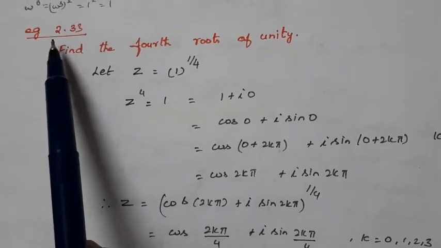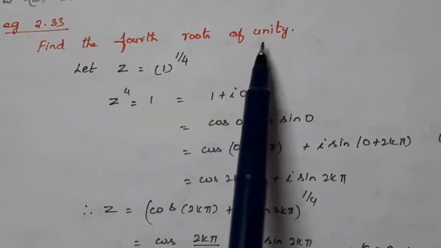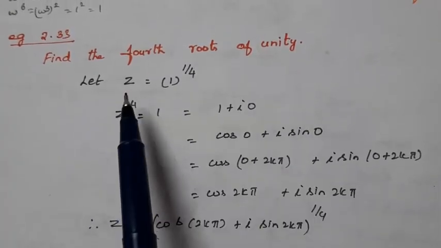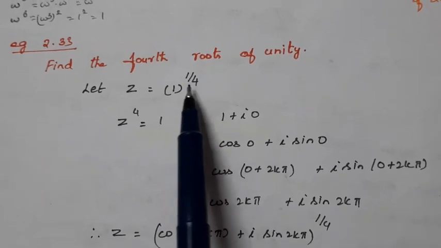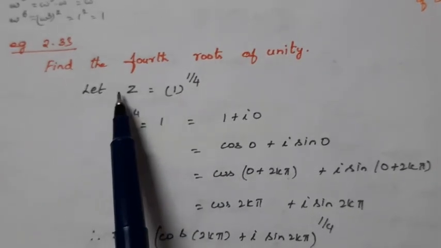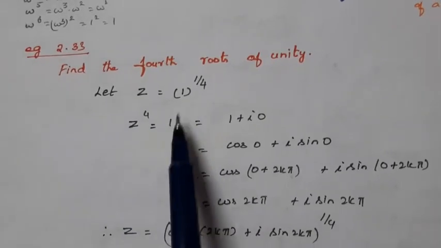Now, the next example is 2.33: find the fourth roots of unity. Like cube roots of unity, we can find fourth roots of unity. That is, what would be the fourth roots of 1 to the power 1 by 4? Those roots are called fourth roots of unity. Let us take this as z. So z power 4 is equal to 1.